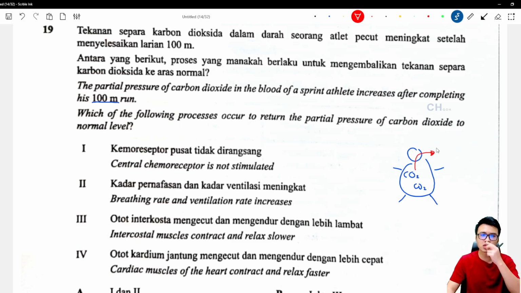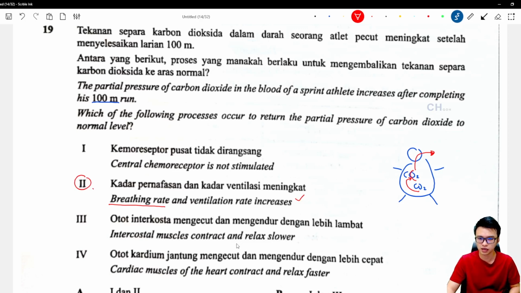So there are two things for you to do. You increase your breathing rate, so more carbon dioxide goes out of your body. So that one is increasing the breathing rate. The other one is you transport more carbon dioxide back to your lungs. Okay, that one needs your heart to do the job. So there are two things that you need to do. Breathing rate increase. So 2 is the correct one.